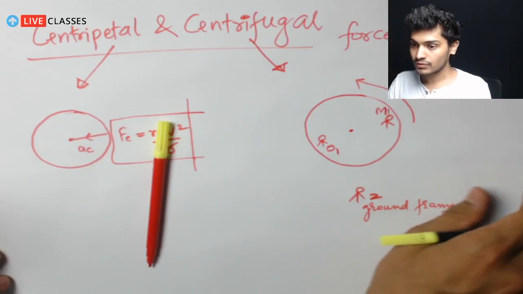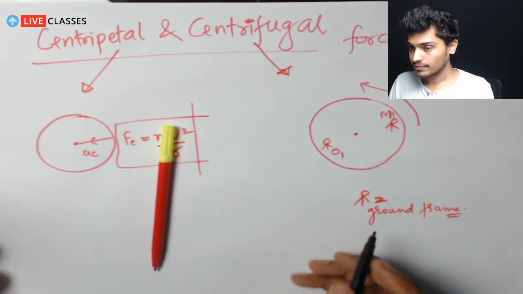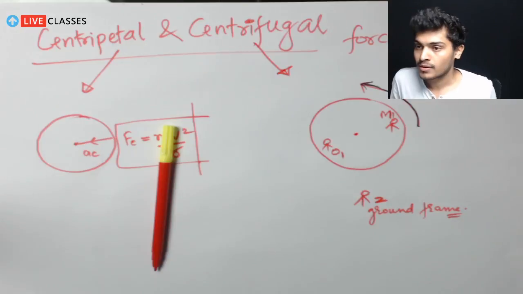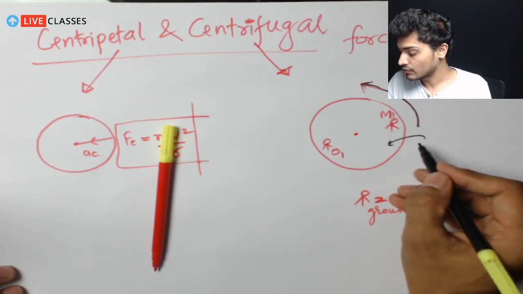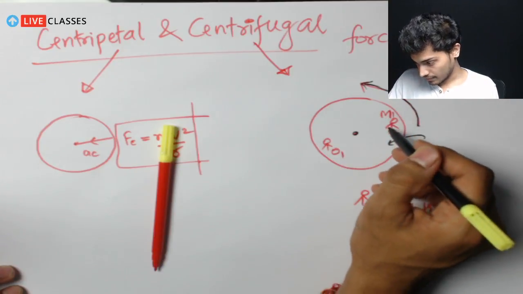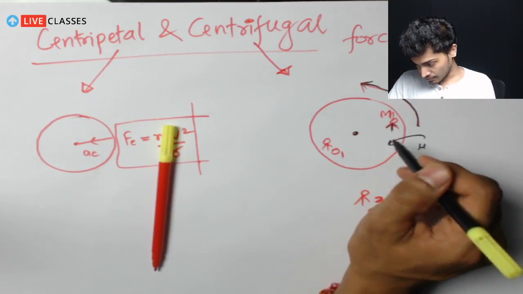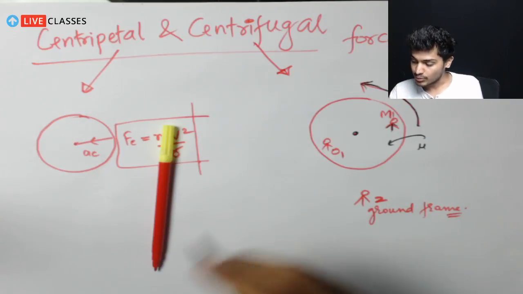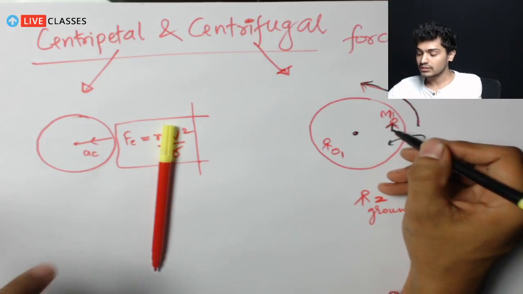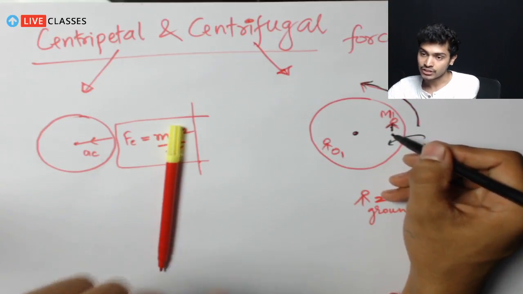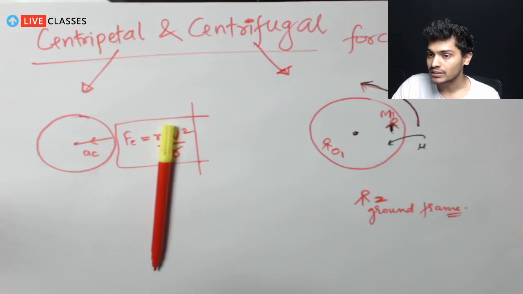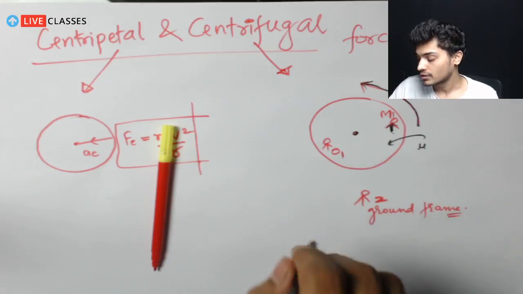So from the ground frame, he will see that he is doing circular motion. If suppose there is some friction between this horizontal surface and this man, then what will be the force which will be providing the centripetal force? There would be some friction between that man and the disc, and that friction will be providing the centripetal force, due to which the man is moving in a circular path.